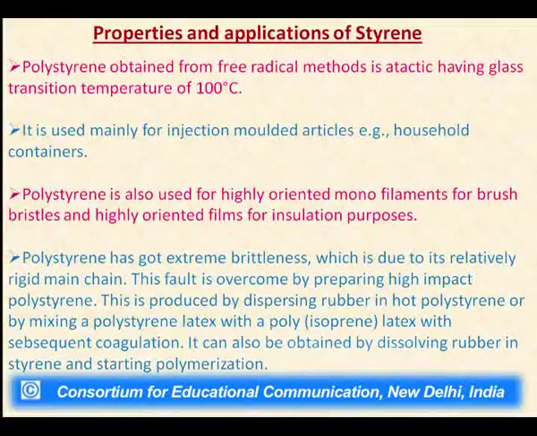Then comes the properties and application of polystyrene. It is used mainly for injection molded articles, for example household containers. It is used for highly oriented monofilaments, for example brush bristles, and highly oriented films for insulation purposes. Co-polymers produced by suspension polymerization yield pearls which are used as ion exchange resins after sulfonation. So, there are many applications of polystyrene polymers.